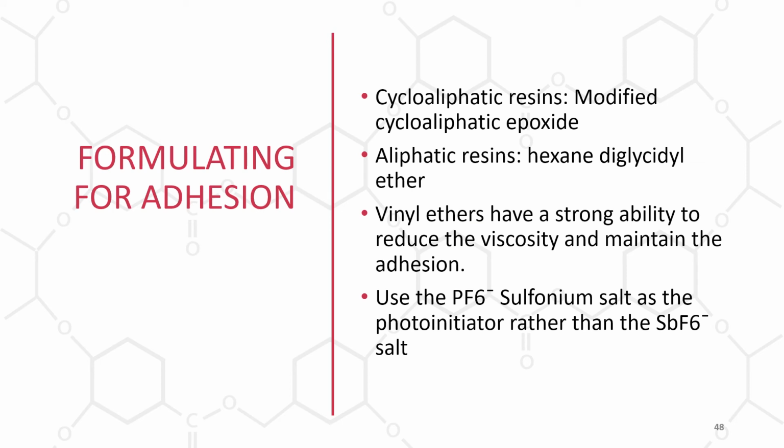And finally, if you want to increase the adhesion of your coating, ink, or of course your adhesive, there's a number of ways you can go about that. You can use a modified cycloaliphatic epoxide. You can use different types of aliphatic resins such as hexane diglycidyl ether. Vinyl ethers have a really strong ability to not only reduce viscosity but maintain the adhesion. And I've seen reported that using PF6 sulfonium salts as a photoinitiator, rather than antimony salt, will also improve the adhesion of your cured coating.